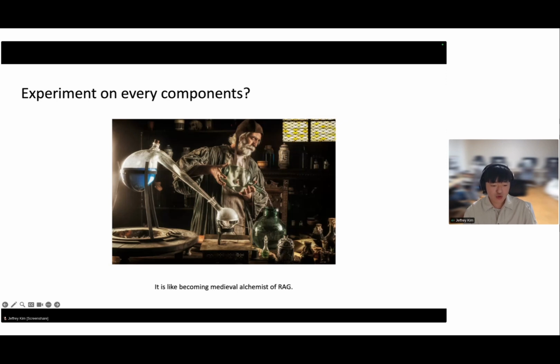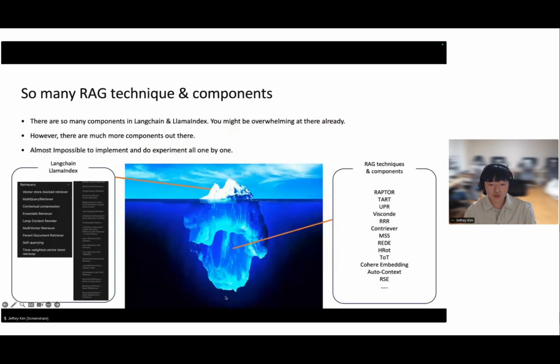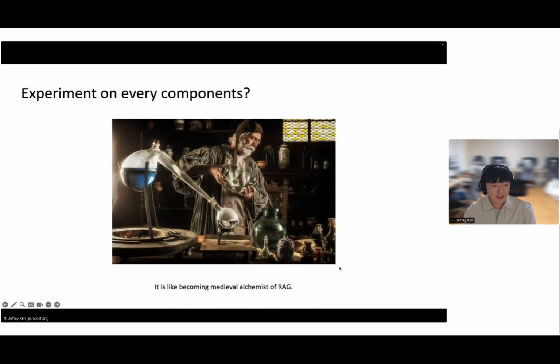So being a RAG developer is like becoming a medieval alchemist, because there are so many RAG components and you don't know what technique is right for your domain and your documents. So you may just pick one, like Contriever. Oh, that name is great. And you implement it and experiment.